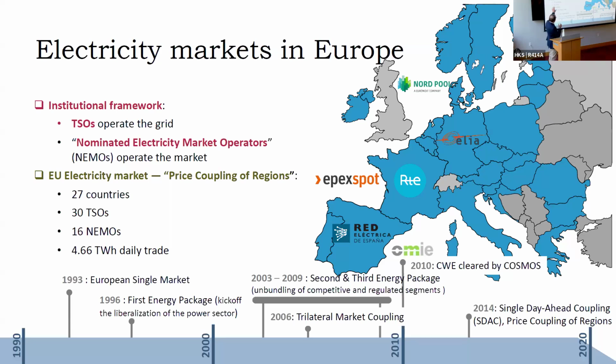So maybe just to spend one minute on that. In Europe, you have a different institutional arrangement where you have nominated electricity market operators that operate the market. These are private, for-profit companies that operate the market. And to my knowledge, this different institutional arrangement has created some different ability of these agents to socialize discriminatory payments, right?